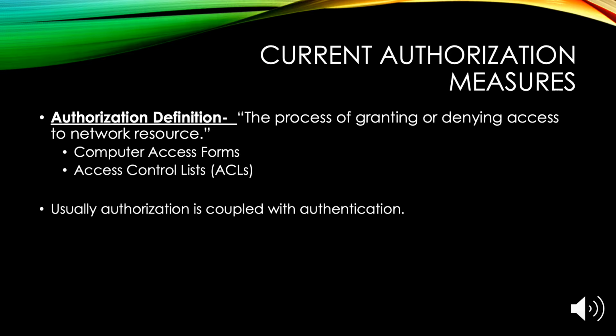There are current authorization measures set up at the organization. Authorization is the process of granting or denying access to network resources. The user is first authenticated with the username and password, then the user is authorized to use the resources based on their identity. Examples of authorization at the organization are Computer Access Forms, or SARS, and Access Control List.